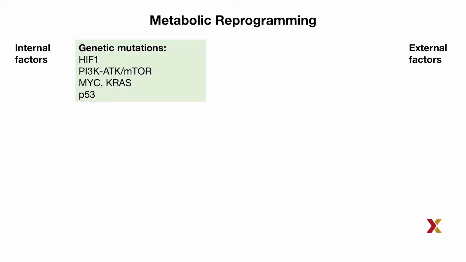Many types of cancer are characterized by well-described genetic mutations affecting signaling pathways and driving the tumor phenotype. Here are examples of these mutations commonly associated with different types of tumors. Mutations in genes coding for proteins involved in the PI3 kinase, AKT, mTOR signaling pathways. Mutations in genes coding for MYC, KRAS, p53 proteins. These different genes code for proteins that are key drivers of metabolic reprogramming in cancer cells.